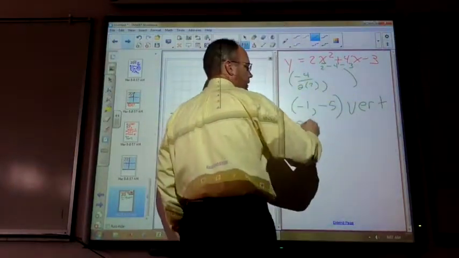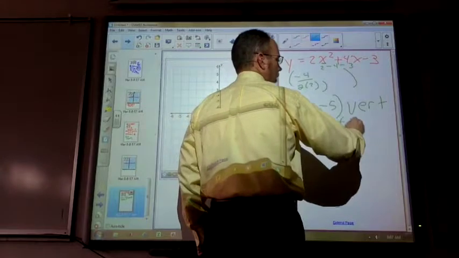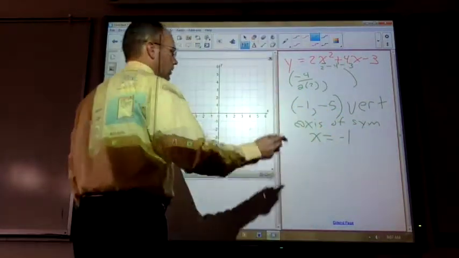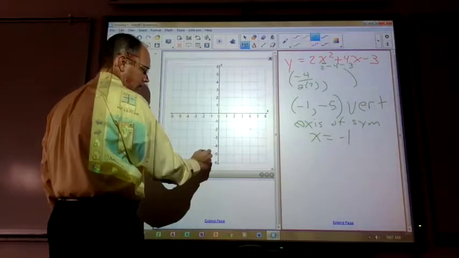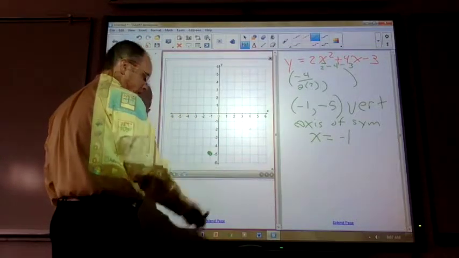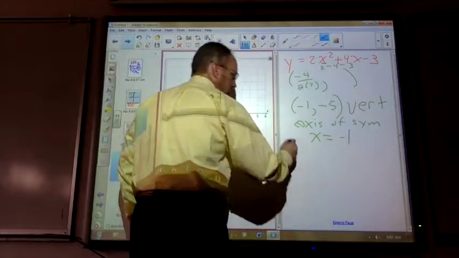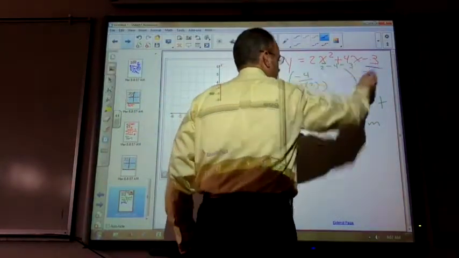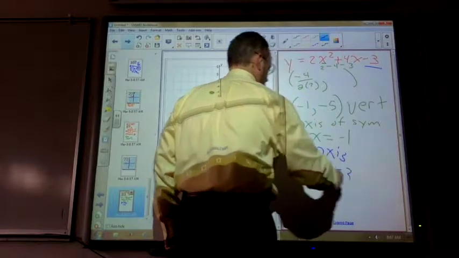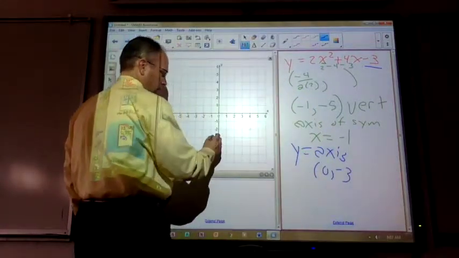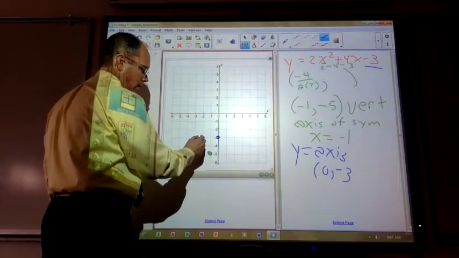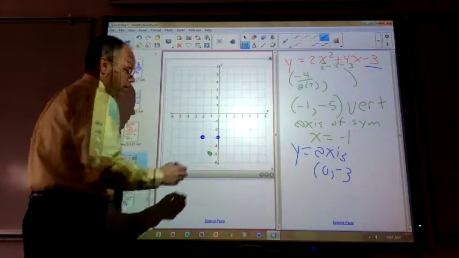My axis of symmetry, we know, x equals negative 1. So negative 1, negative 5 is down here. It does appear that it's going to cross the y-axis at this point, so 0, negative 3. So 0, negative 3 is here. Look at that, I am 1 over and 3 up, so I'm going to go 1 over and 3 up here. Okay.